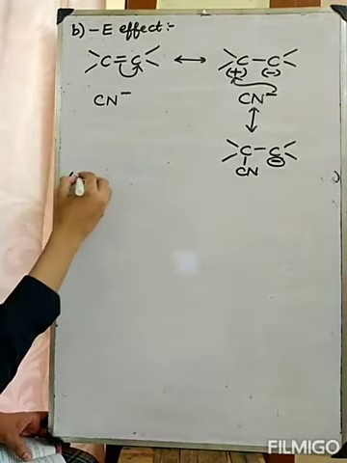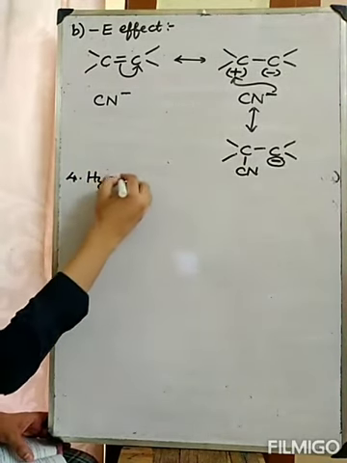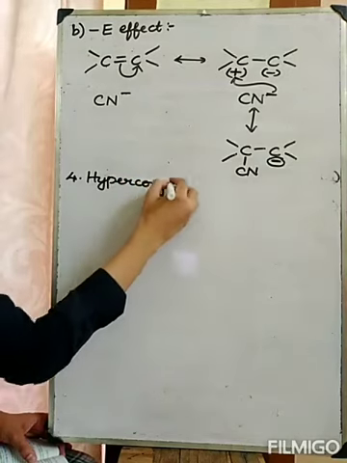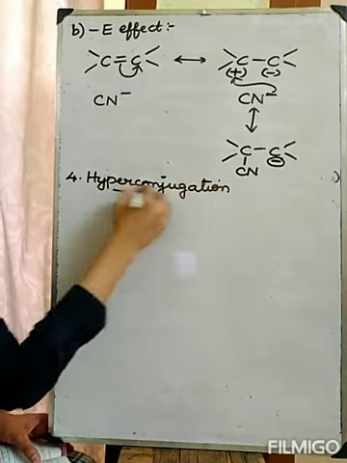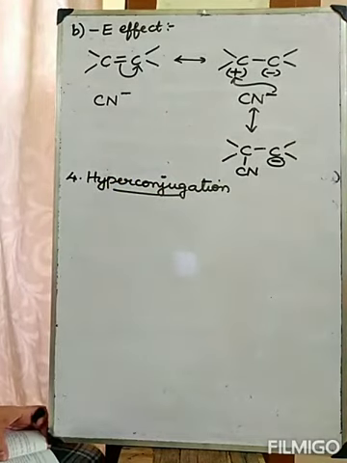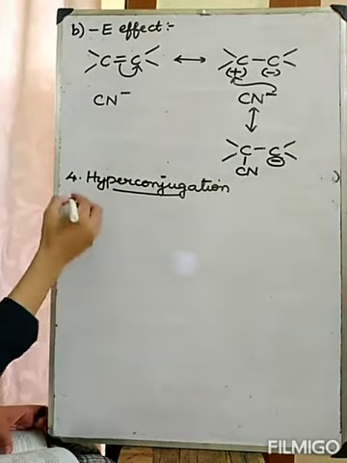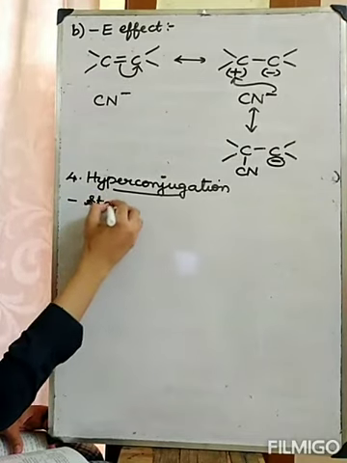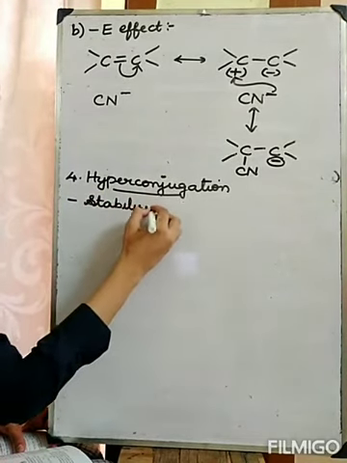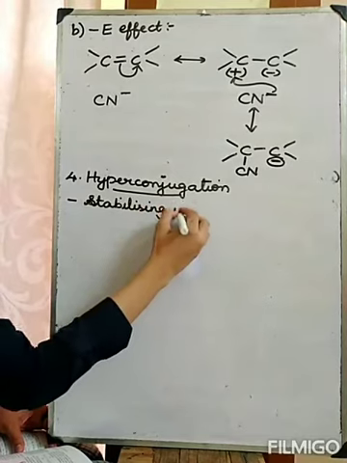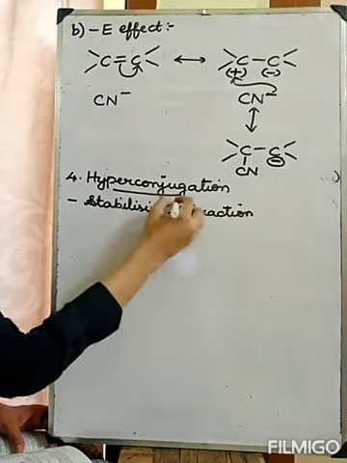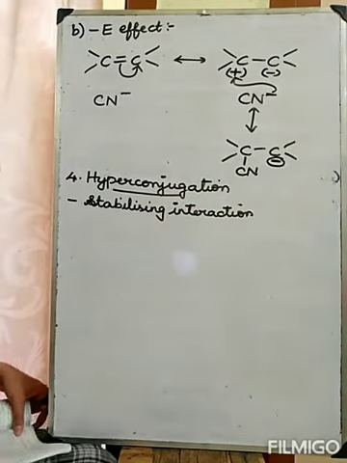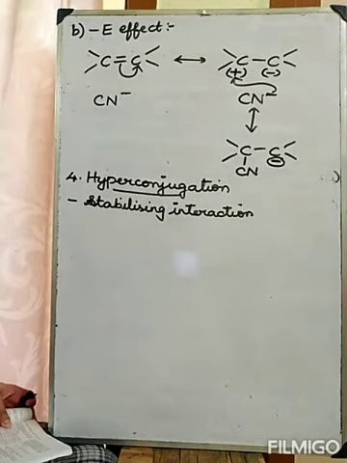So the next one is hyperconjugation. Hyperconjugation is the stabilizing interaction. What is meant by stabilizing interaction? When I explain the example, I will tell you.